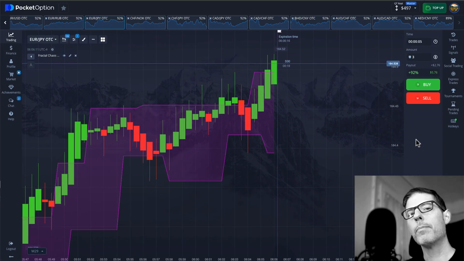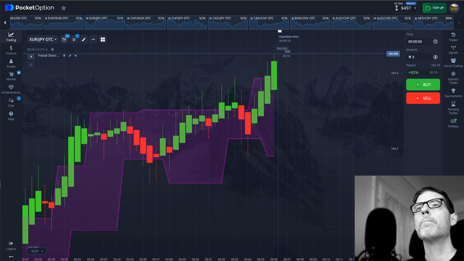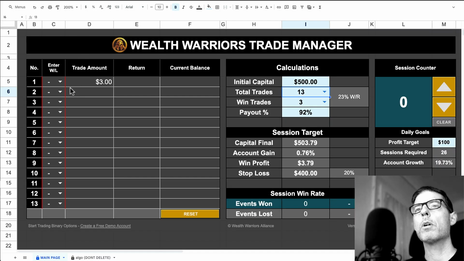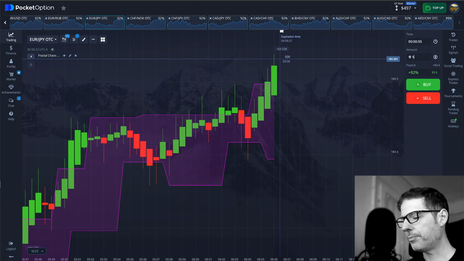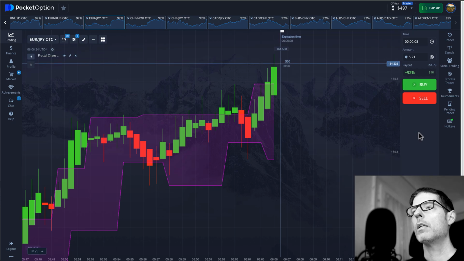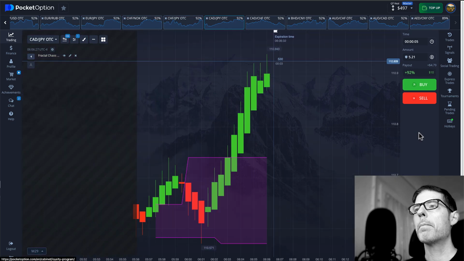Secret agent, what is the secret? Let's go over here to the Wealth Warriors Trade Manager. Mark this as a loss. The next trade amount is 521. Let's go ahead and look for another setup.